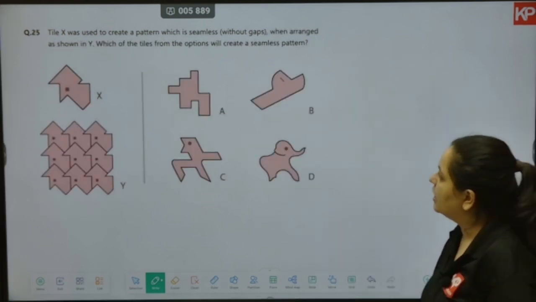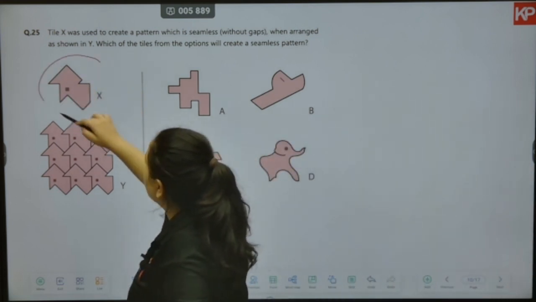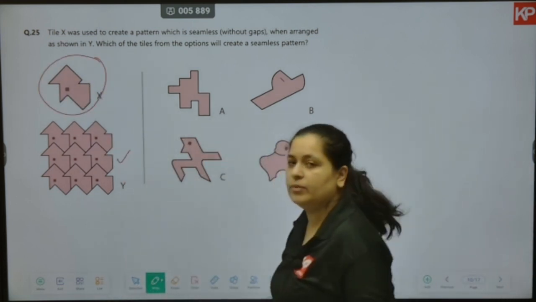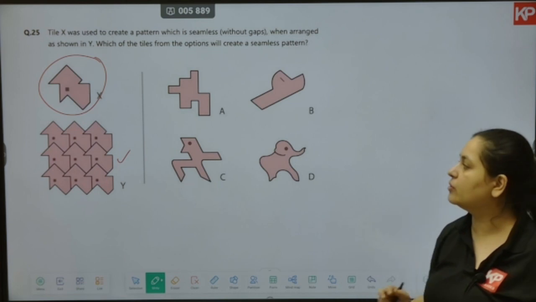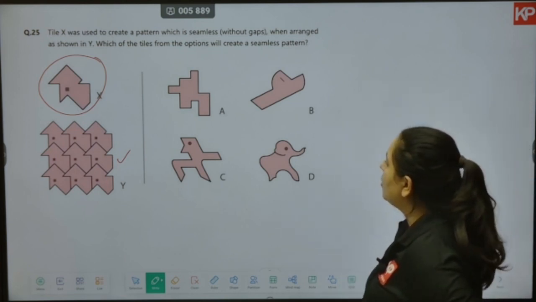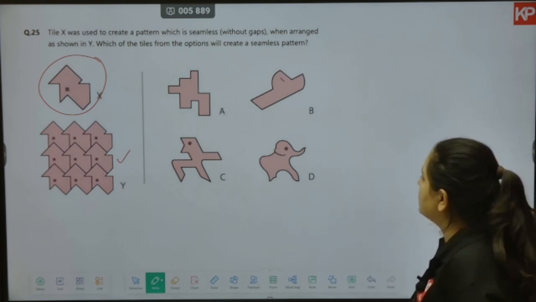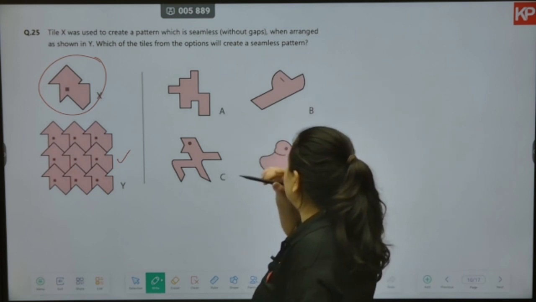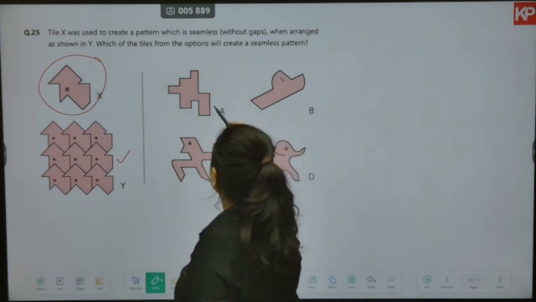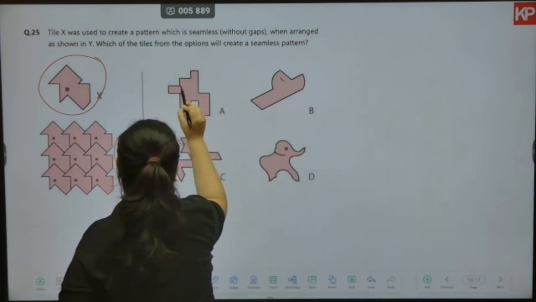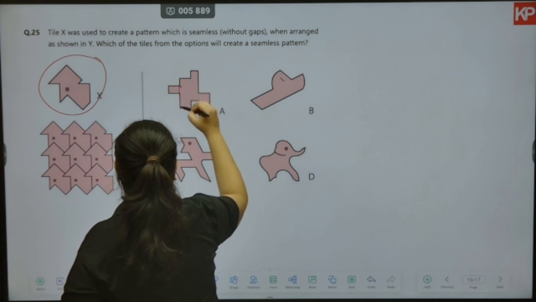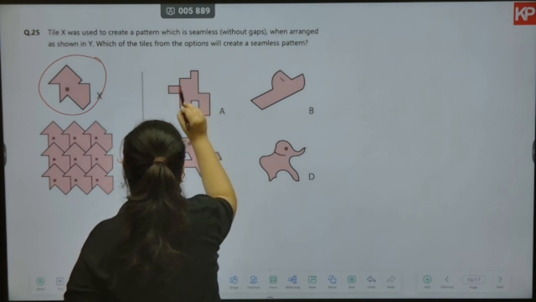Let's check for this. Again, we have a tile and the tessellation is very normal without flipping and without rotating it. Let's check for all these examples. Are they going to tessellate or not? Okay, let's start with option number A. First of all, let's draw a square around it.